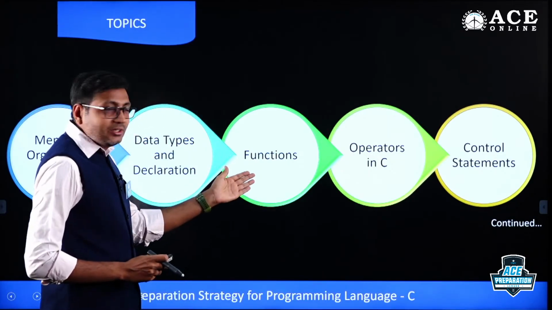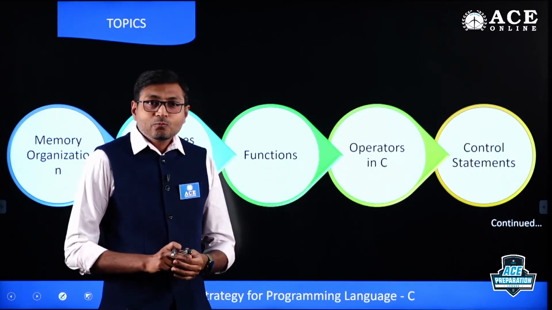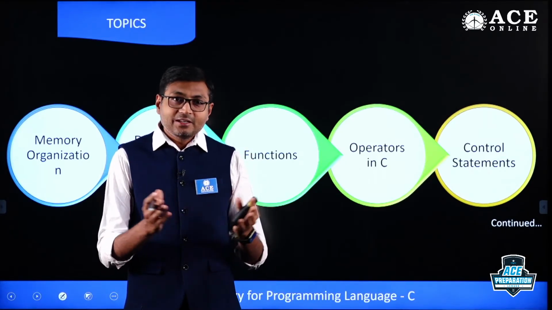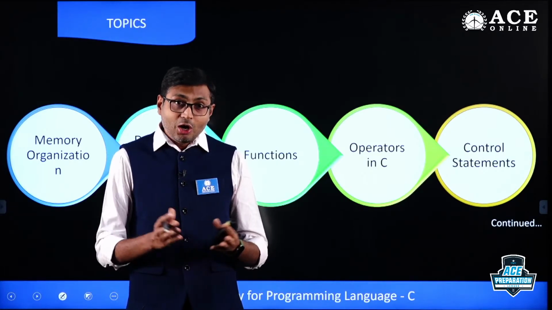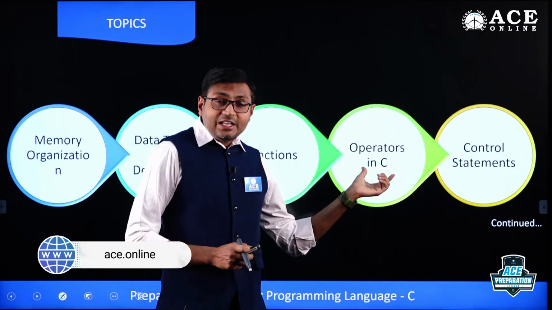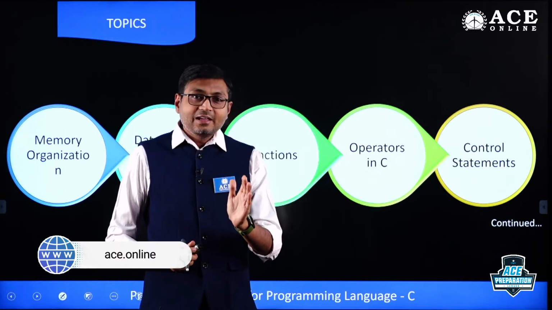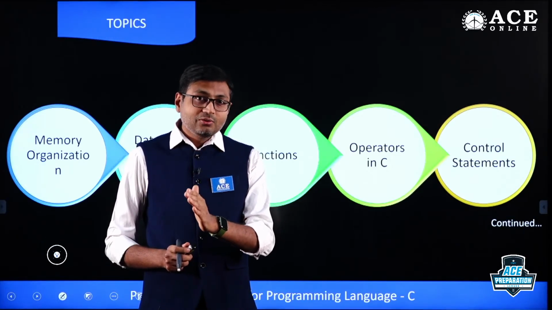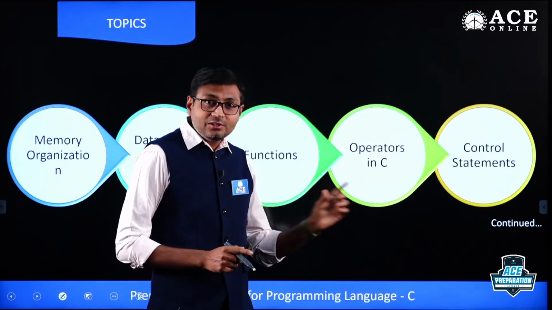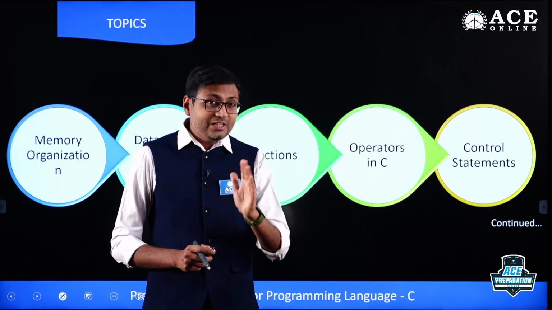After functions, what are the different operators in C? For example, there are different categories: arithmetic operators, plus, minus, division, multiplication, mod, isn't it? The other type is relational operators, to compare two values: greater than, less than, greater than or equal to, etc. Right? We have the bitwise operators, very important for the GATE. Questions have been asked in previous GATE papers on the bitwise operators.